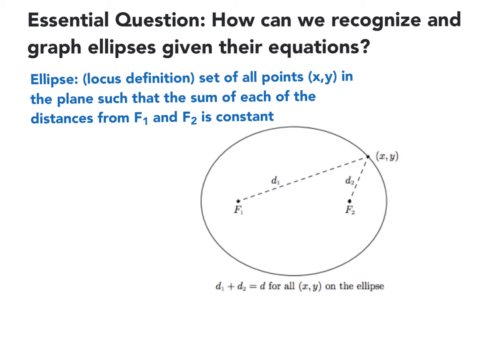Hi, in this video we're going to talk about ellipses. So what is an ellipse? An ellipse is the set of all points in a plane such that the sum of each of the distances from F1 and from F2 is always constant. So what that means is this plus this is the same thing as this plus this, or this plus this, all the way around.